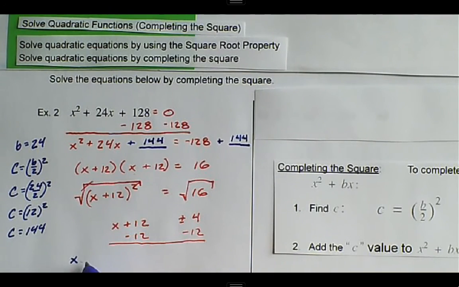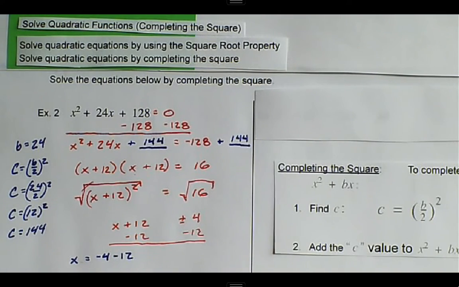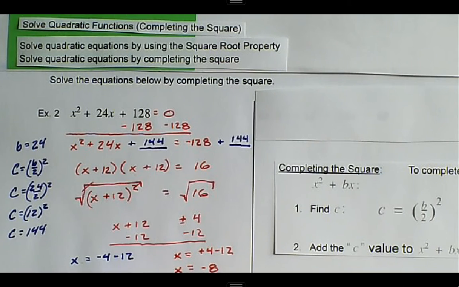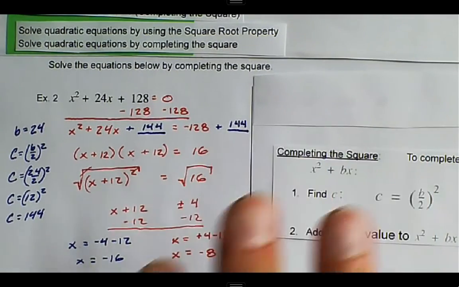So we get x is equal to negative 4 minus 12, and x is also equal to positive 4 minus 12. In this case, x is equal to 4 minus 12, which is negative 8. And in this case, x is equal to negative 4 minus 12, which is equal to negative 16. So those are the two solutions for this particular problem.